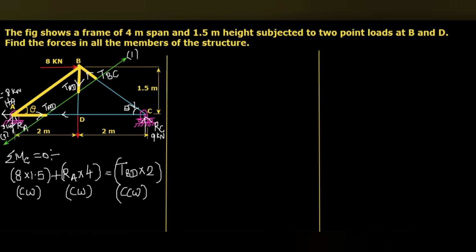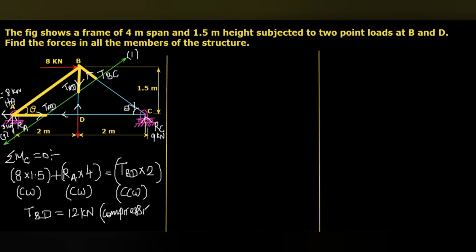We know the value of RA, 3 kilonewton. Substituting and simplifying, we will get the value of TBD equal to 12 kilonewton. And here you can see from the point B it moves outward, so from point D also it will be outwards. So you know that this will be compressive in nature. So that is compression. So 3 forces we calculated, and the remaining 2 forces we have to calculate.